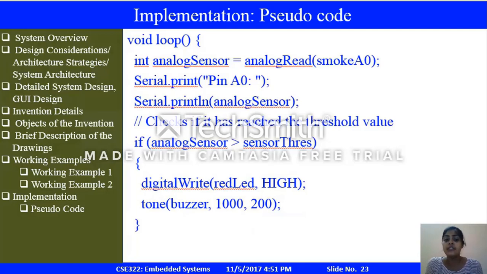The next function that we use is the void loop. In this, the analog sensor reads if there is smoke. If a smoke signal is detected, then we confirm with the threshold value that we've given. We gave the threshold value as 400, and if the threshold value is matched or exceeded, then the red light will be turned on and the buzzer will be buzzed. Thank you.